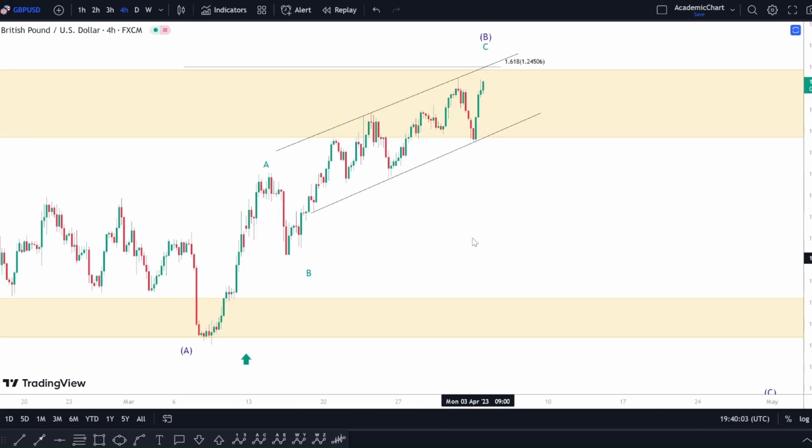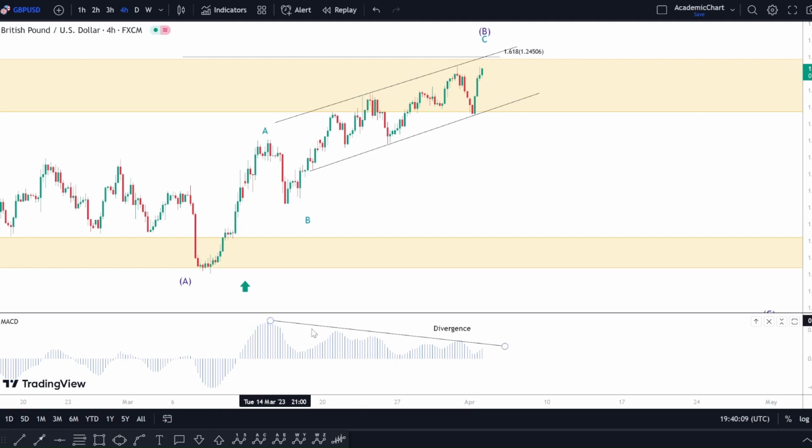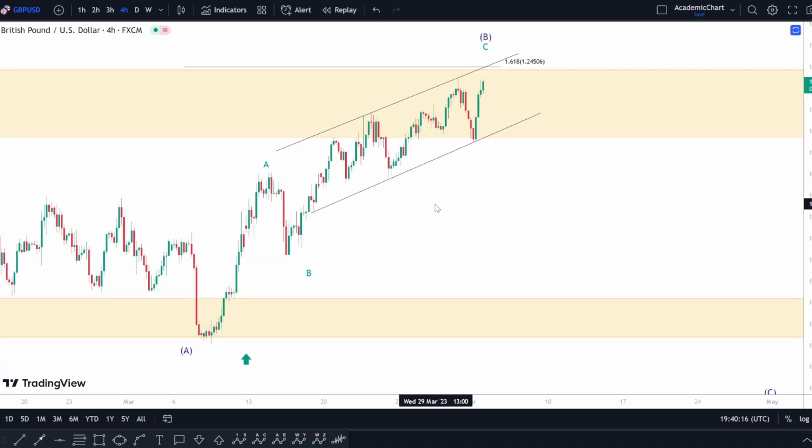However, in the 4 hour, also as you saw how this ending diagonal is shaping, we can see that it had a divergence, another indication of the reversal of this ABC after it completes its momentum to the top of this channel, or at the moment.